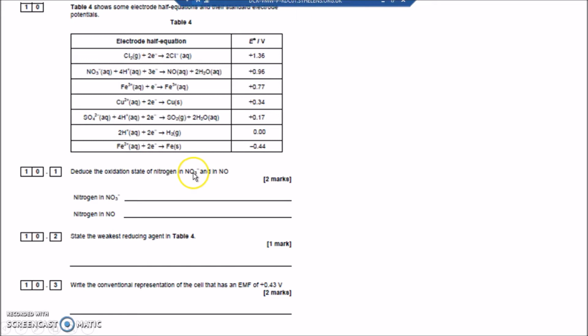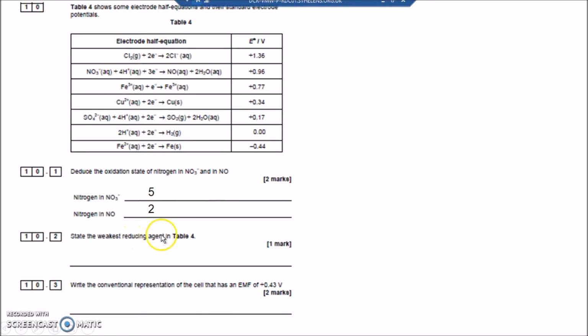3 times 2- is a 6-. Something added to 6- leaves 1- left over, so the N is in +5. For NO, there's no charge overall, so -2 for the oxygen, something -2 leaves nothing, so it's +2.